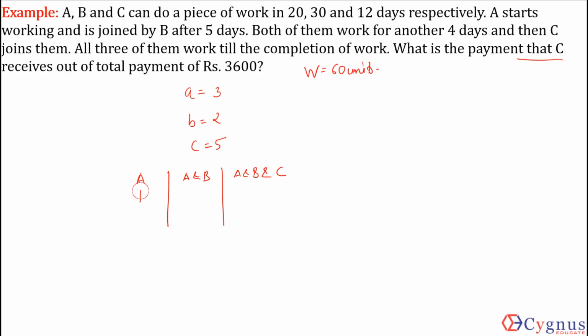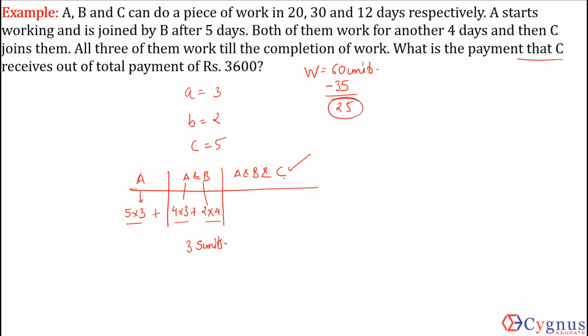So in these 5 days, A must have finished how much work? 5 into 3, that is 15. In the next 4 days, A and B, both of them are working. So A will do how much work in 4 days? 4 into 3. B will do how much work? 2 into 4. So what's the total work done by the end of 9 days? 15 plus 12, that is 27. 27 plus 8, that gives you 35 units. Now, out of 60 units, A and B have already finished 35. How much is left? 25.